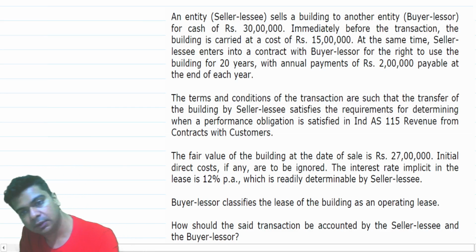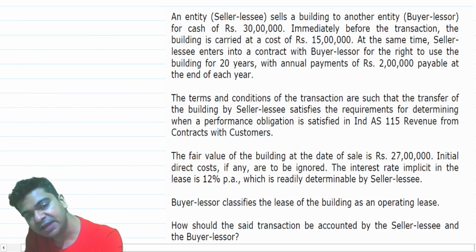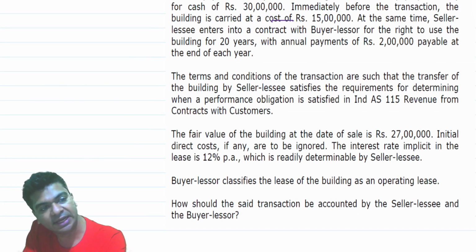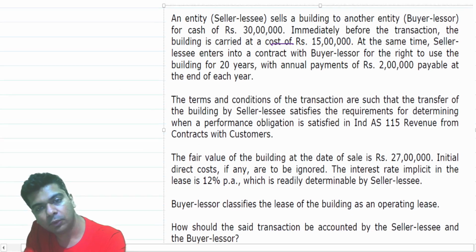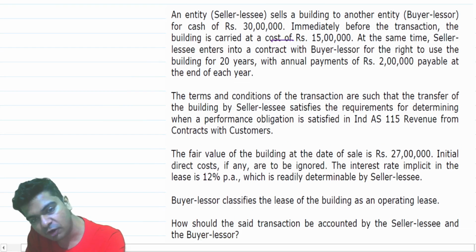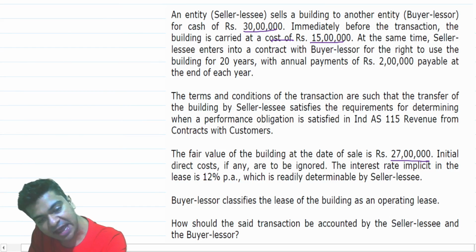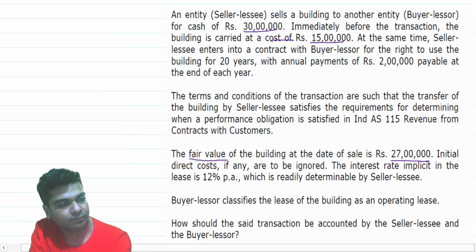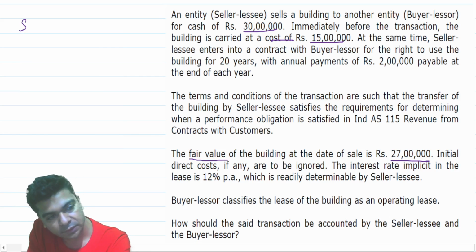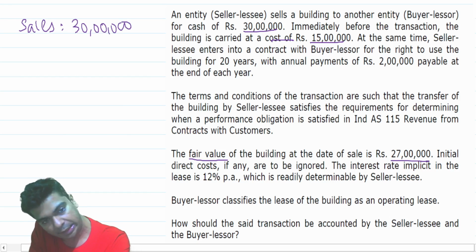Okay, now certain figures need to be understood. In the first para, they are saying that we are selling the building for rupees 30 lakhs. That's the information. And then they say cost is 15. And now they are saying that the fair value of the building is 27. So sales first they are saying is 30 lakhs. Later on they are clarifying that no, the fair value is 27 lakhs.